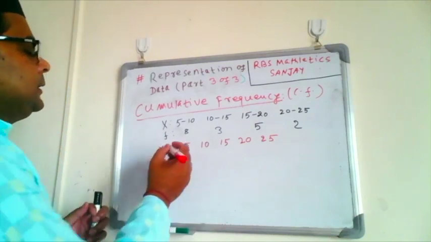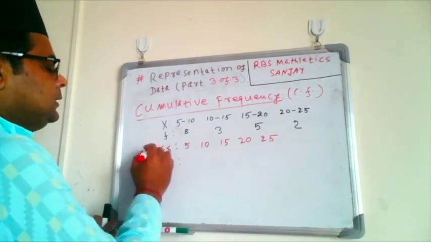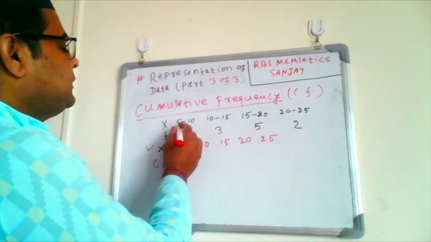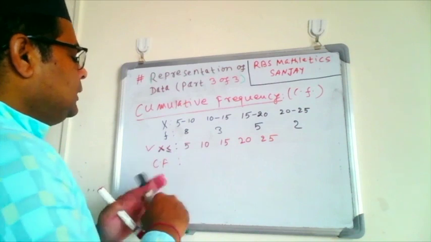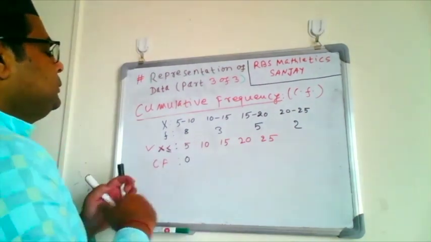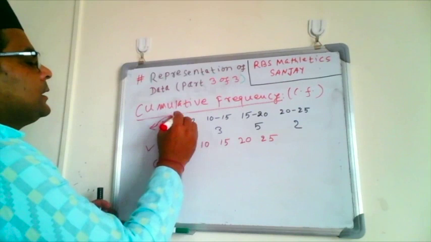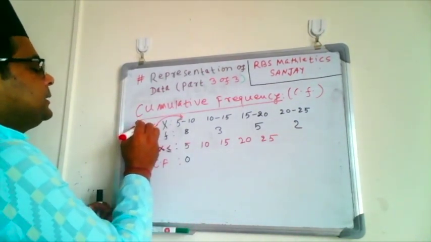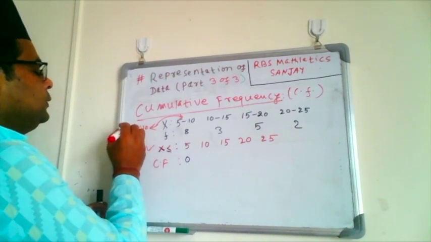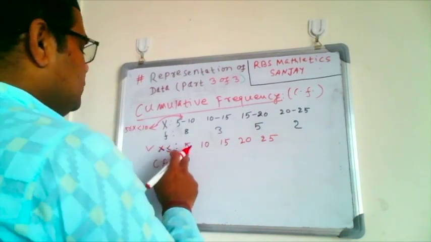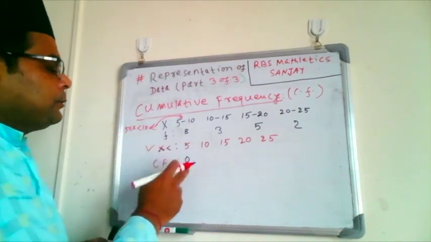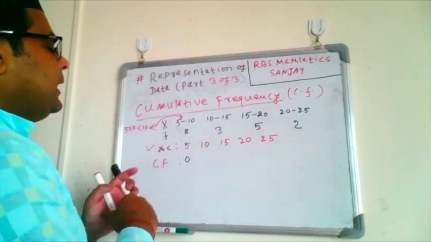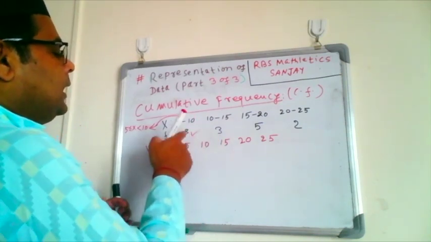So you can see here that if you are talking of 5, it means less than 5. So how many values are less than 5? You can see there is no value less than 5, because if you talk about this class interval, for example, that means x is less than 10 and bigger than or equal to 5. So there is no value less than 5. Therefore we can write the frequency 0, and the values which are less than 10 are 8.